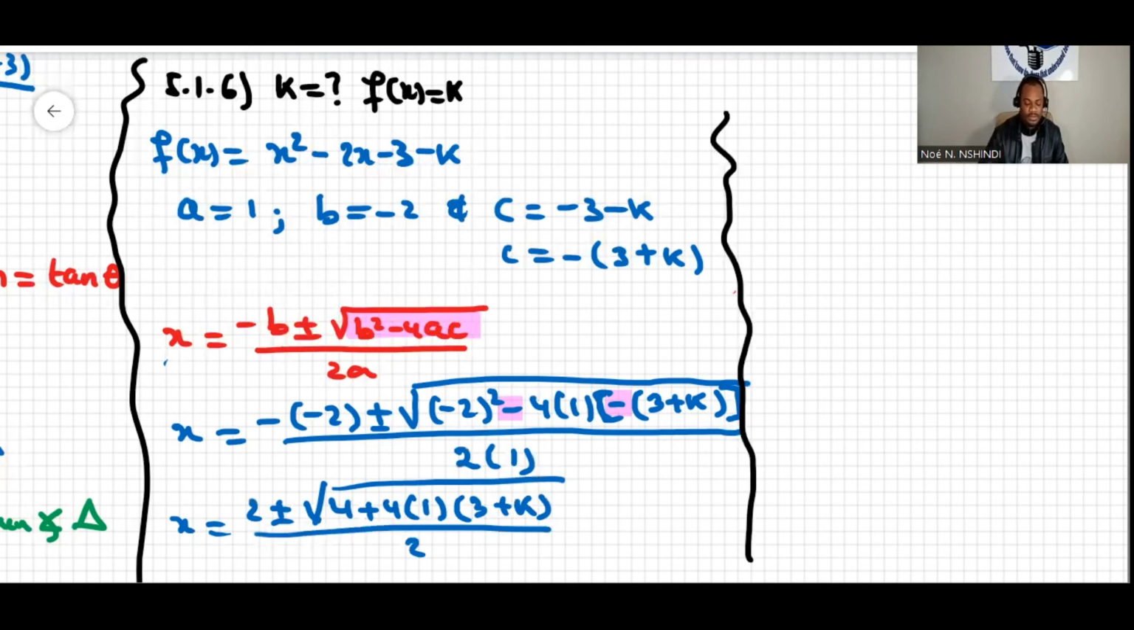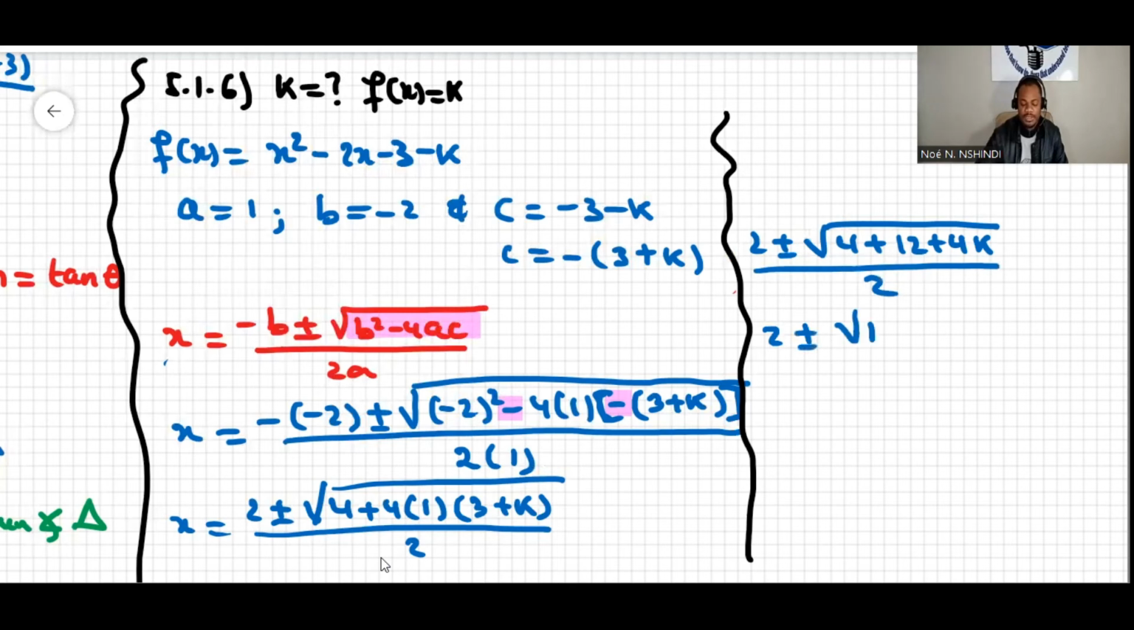Then this will become 2 plus minus square root of 4 plus 12 plus 4k, all over 2. And then this will make 2 plus minus square root of 16 plus 4k, over 2.